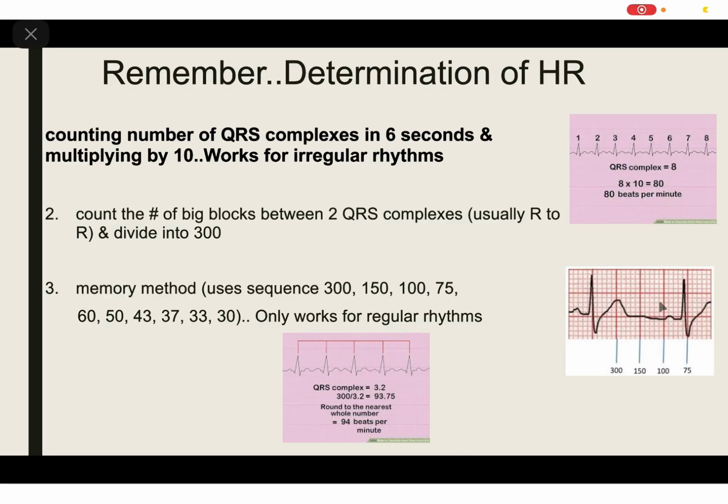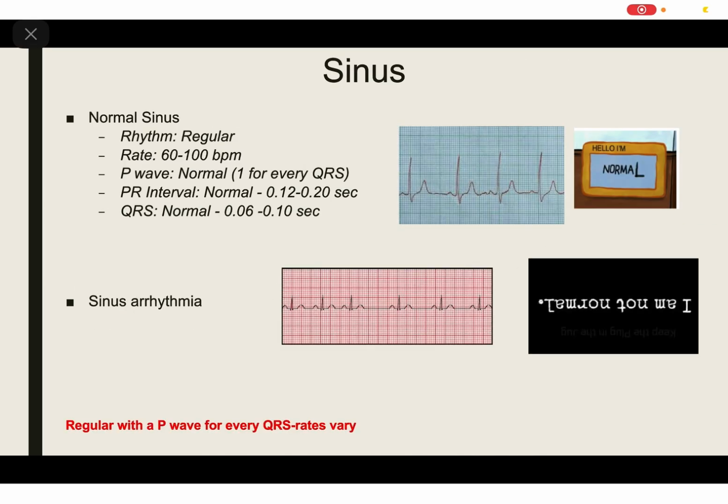If another one were to land right here, it'd be 100. So this one lands about right here. It's about 75. And that math keeps mathing. So the next one is 60, the next one is 50, the next one is 43, 37, 33, 30. It works for really regular rhythms. It has a hard time with AFib and things that are irregular. So those are a couple of ways that you can determine heart rate on EKG without looking at the numbers.